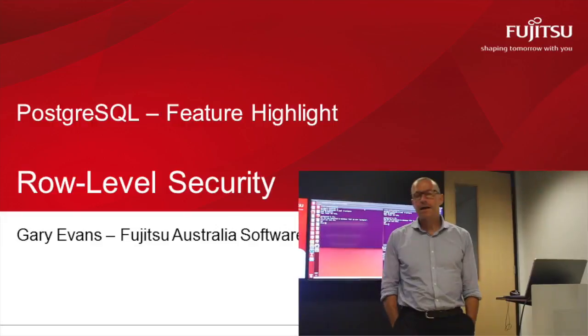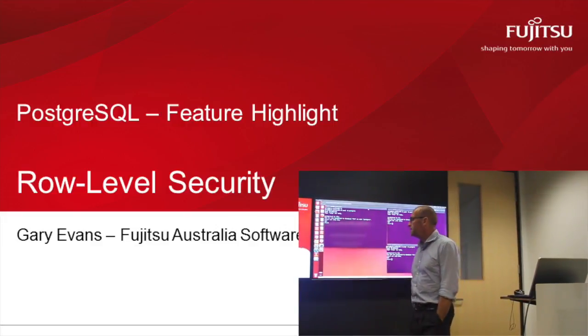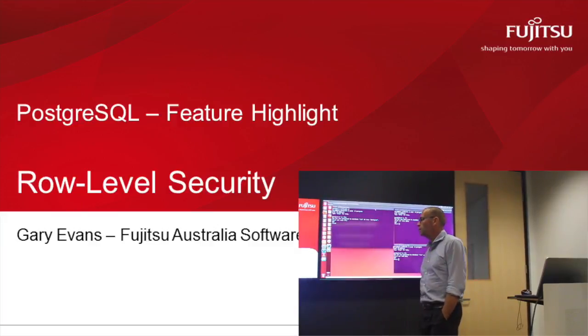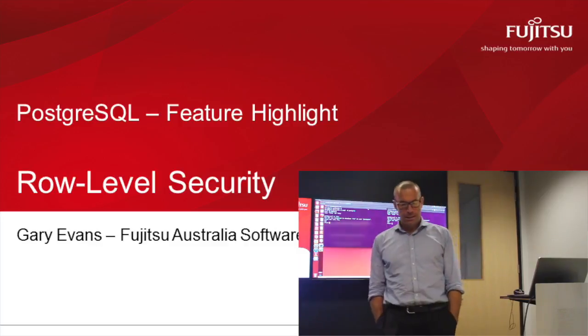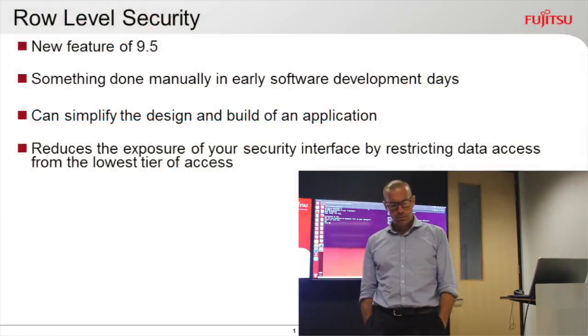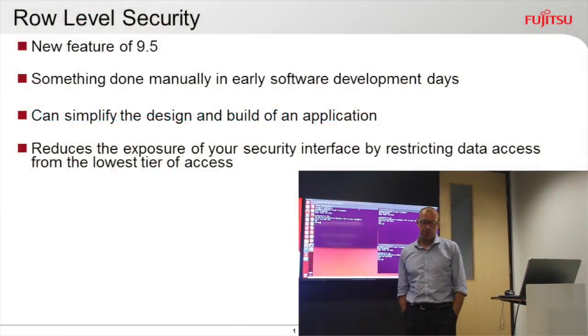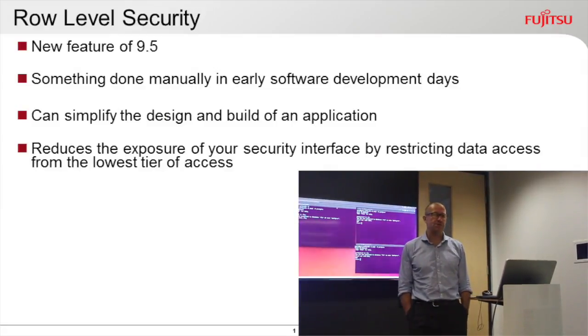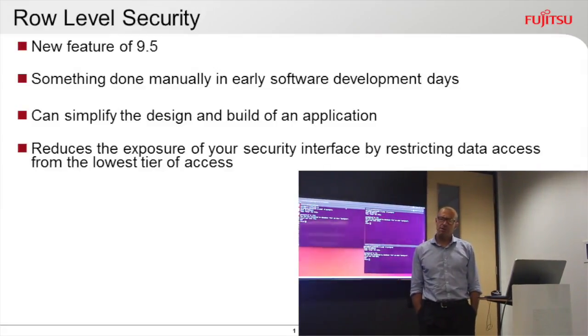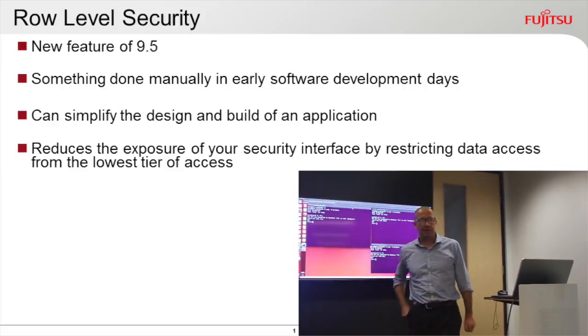Right, hello. I thought I'd just do a feature highlight today on Row Level Security, which just came out in 9.5. Row Level Security is a new feature in Postgres. It's something we've been doing for a long time, or used to do a while ago in databases in a manual way. More recently, though, we seem to hand that sort of level of security over to our applications teams.